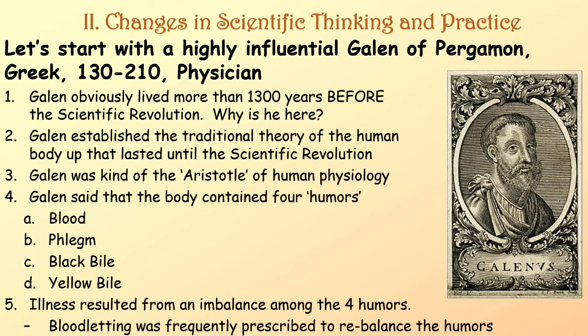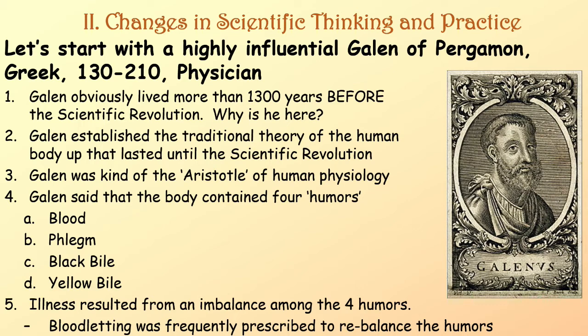Well, let's go way, way back and start with a highly influential person, Galen of Pergamon. He was Greek. He lived from 130 to 210. He was a physician. So Galen obviously lived more than 1,300 years before the Scientific Revolution. So why is he here? Why is he mentioned by name in our College Board course description?